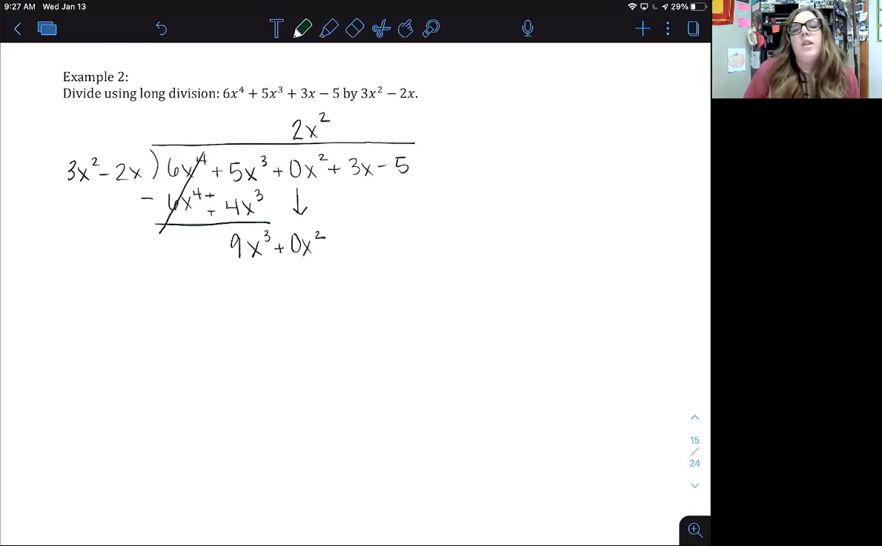And then divide. So 9x cubed divided by 3x squared is 3x. Multiply. 3x times 3x squared is 9x cubed. And 3x times -2x is -6x squared. Subtract. 9x cubed minus 9x cubed cancels. And 0x squared minus -6x squared, those become positive, so we're left with 6x squared. And bring down our next term.